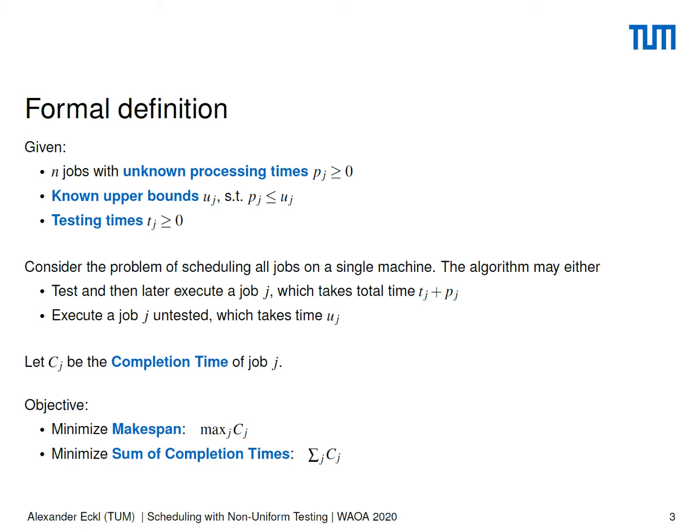We consider two objectives. First, the makespan, which is just the maximum completion time of any job j. And second, the sum of the completion times. Later, we will also differentiate between deterministic and randomized algorithms, as well as the preemptive and the non-preemptive setting.